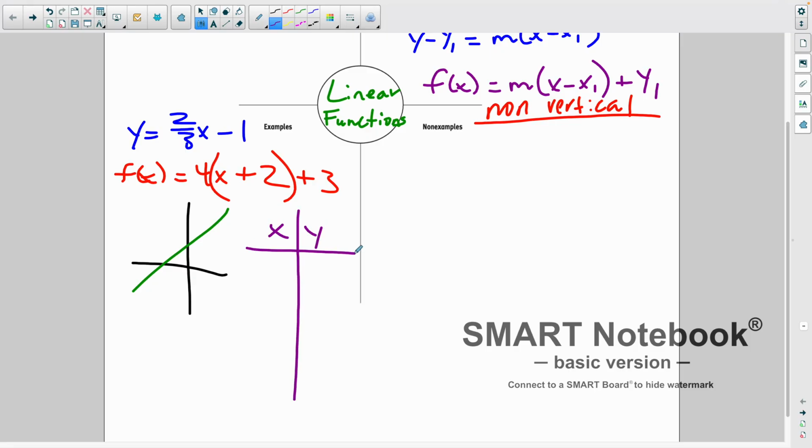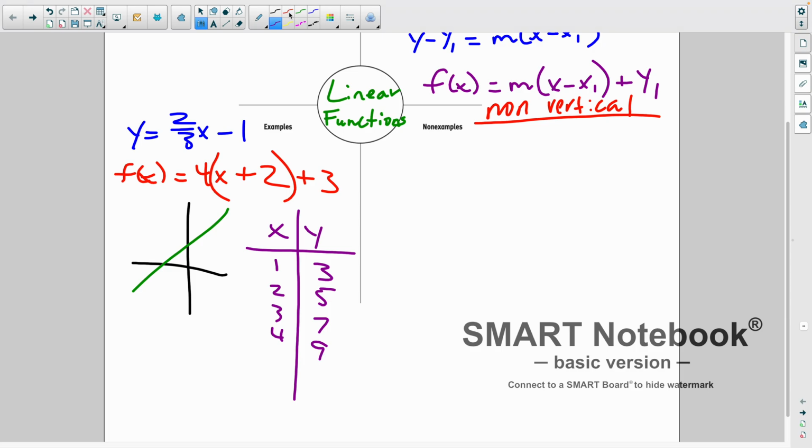Could I show it with the table? Okay. So 1, 2, 3, 4. We'll go 3, 5, 7, 9. This is a linear function right there in the table. Can you prove it? Why? It's got a constant rate of change.